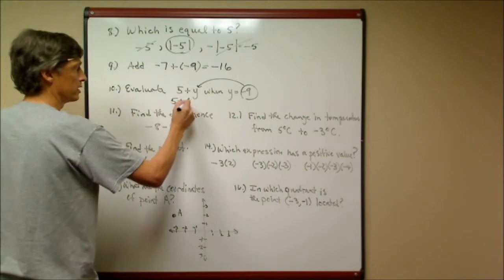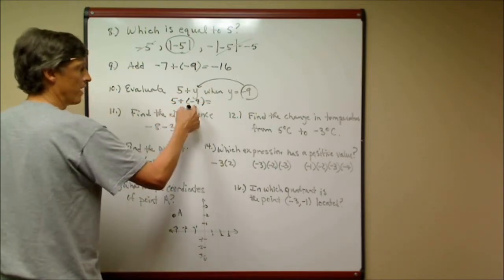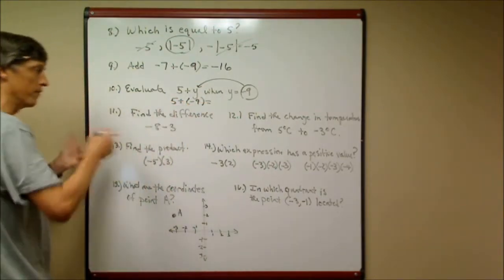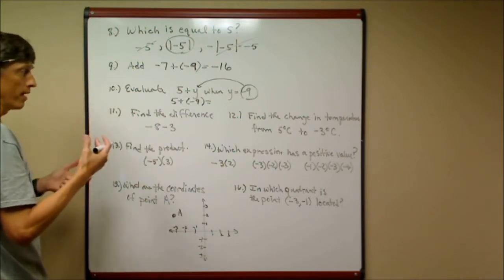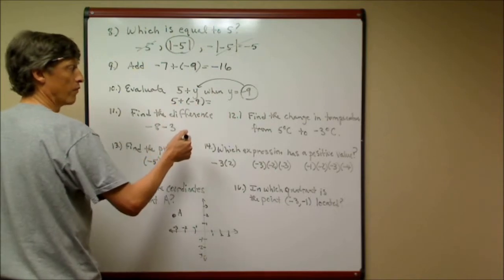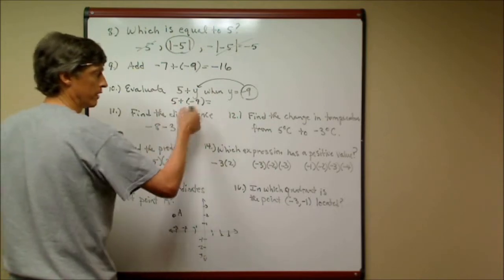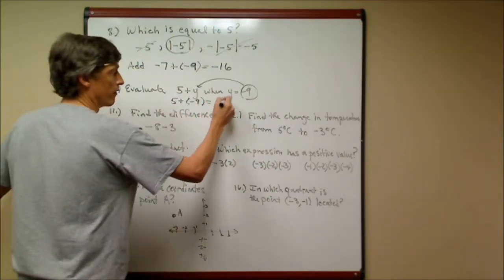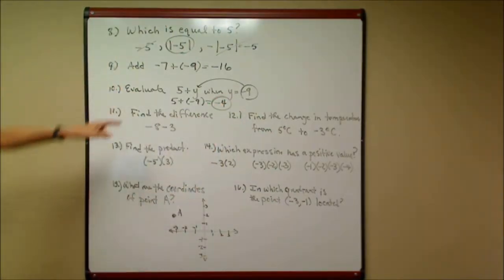I have 5 plus -9, a +5 and a -9. You add them together, one of each. So you subtract their absolute values, take the sign of the one with the larger absolute value. 9 minus 5 is 4. I have more negative than positive. Again, think of it like money. I have a -4.